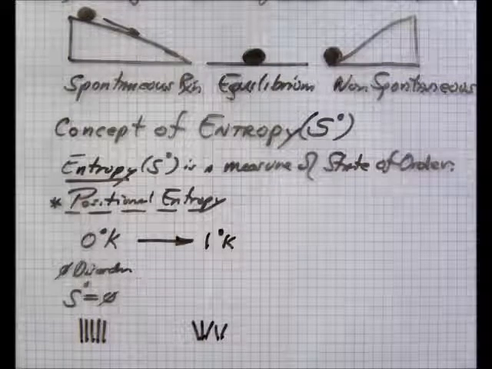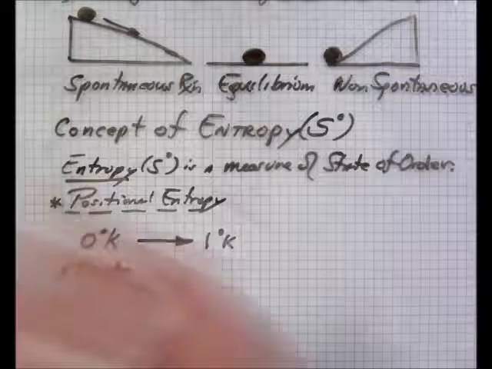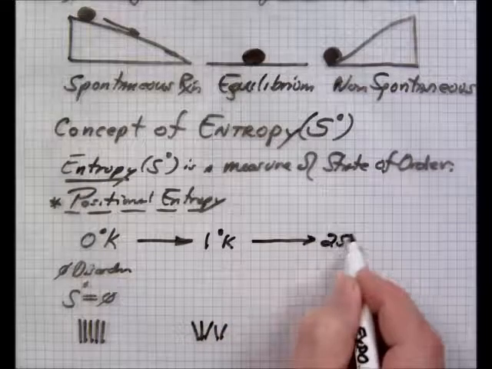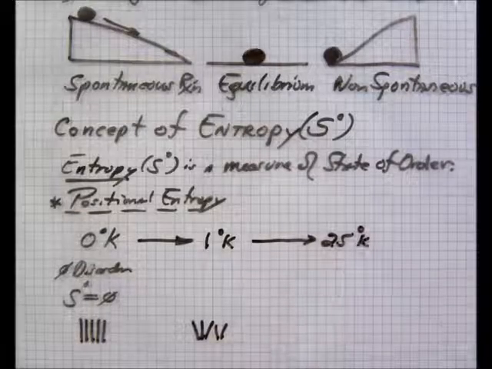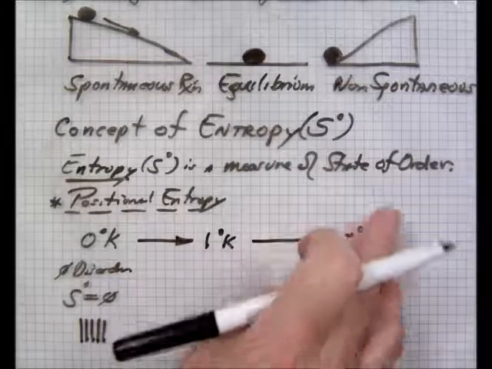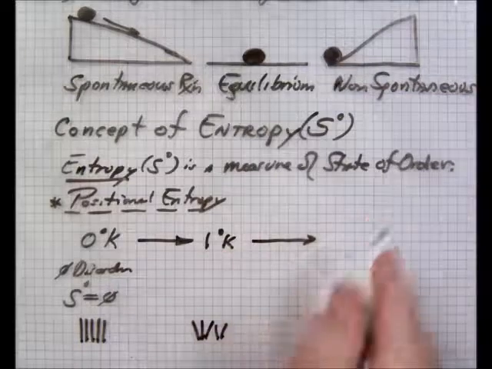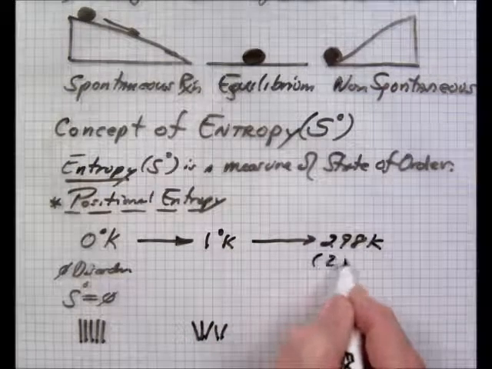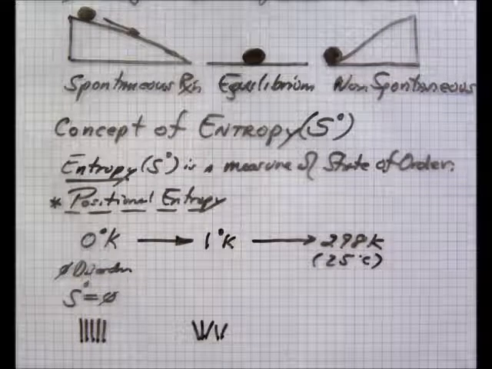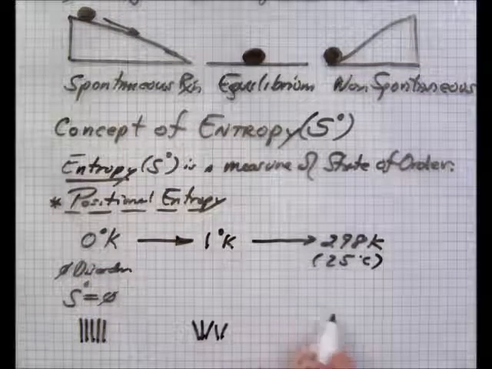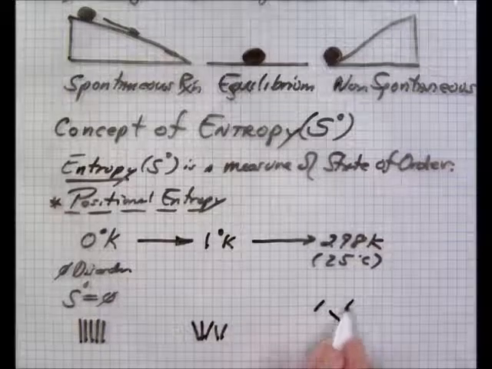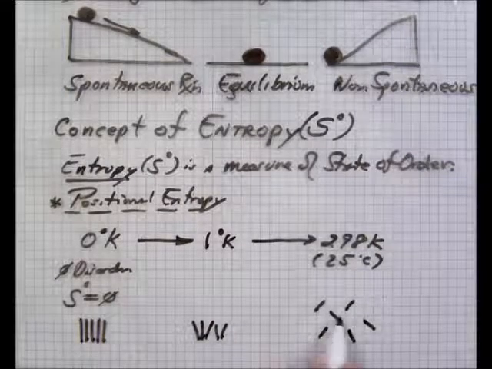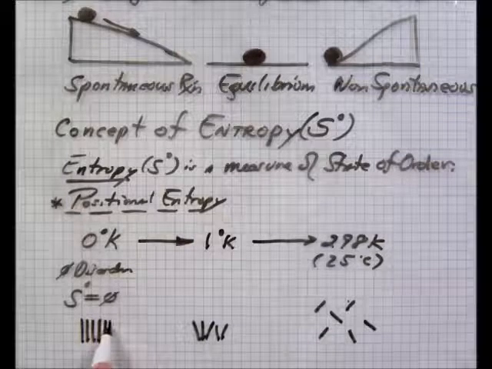Okay? And as temperature continued to increase, you would see that, say, all the way up to 25 degrees Celsius, from 1 degree up to 298 Kelvin, which is 25 degrees C. All right? And so the disorder in that context, I need another bar here.